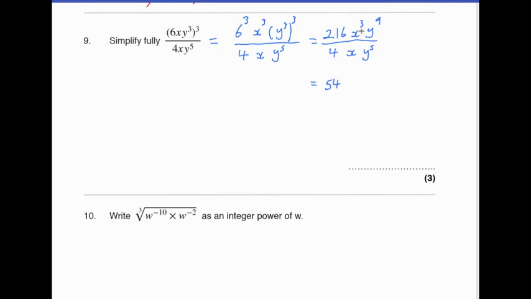And then we have x cubed, and then the x, they will cancel. So you have x squared, y to the 9 and y to the 5. Well, they will cancel, and you're left with y to the power of 4. Technically, this should be over 1, because when you divide this all, it should equal 1. And then finally, it simplifies to 54x squared y to the power of 4. So we have that there.